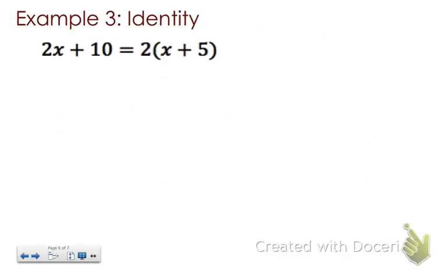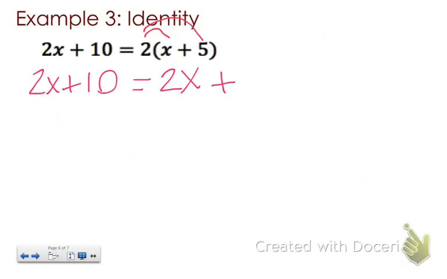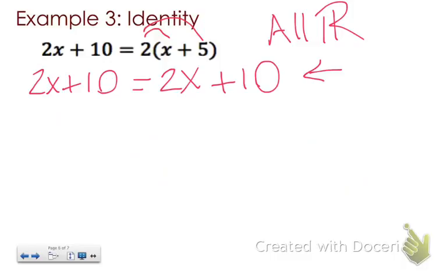Okay, for example, we have 2x plus 10 equals 2 times the quantity x plus 5. So remember, the first thing I have to do is distribute. So I get 2x plus 10 on this side equals 2 times x, which is 2x, plus 2 times 5, which is 10. And you may already see that I end up with the left side equal to the right side. So at this point, I already know that it's going to be all real numbers, which is another way to write it. But just to show you what happens, let me go ahead and try to solve.